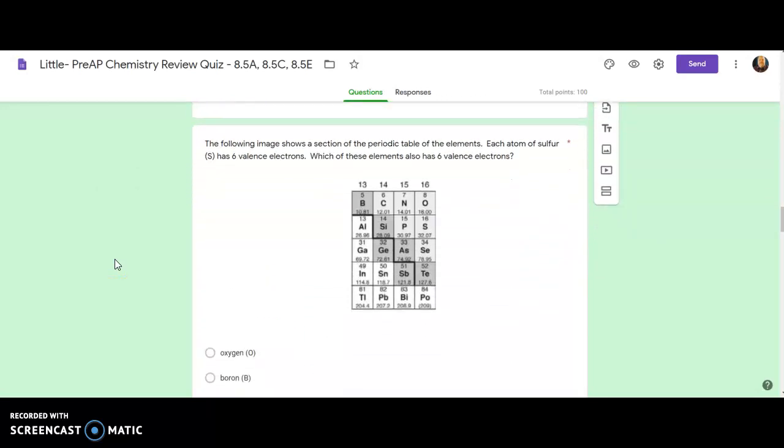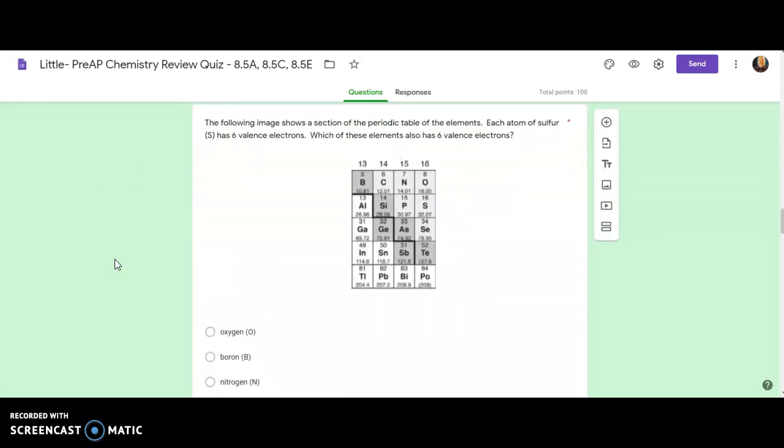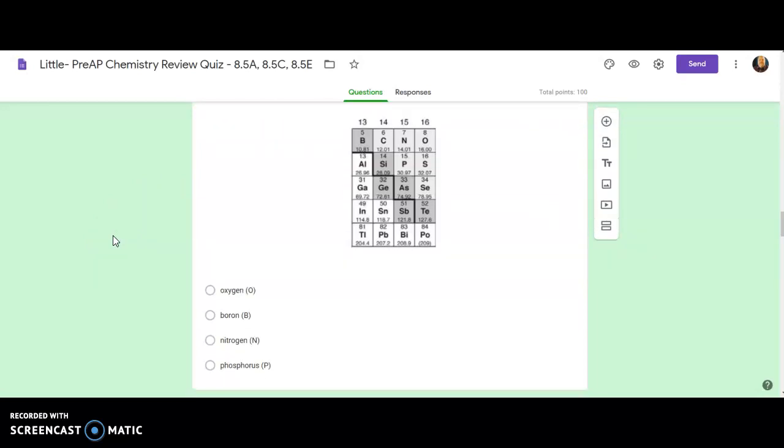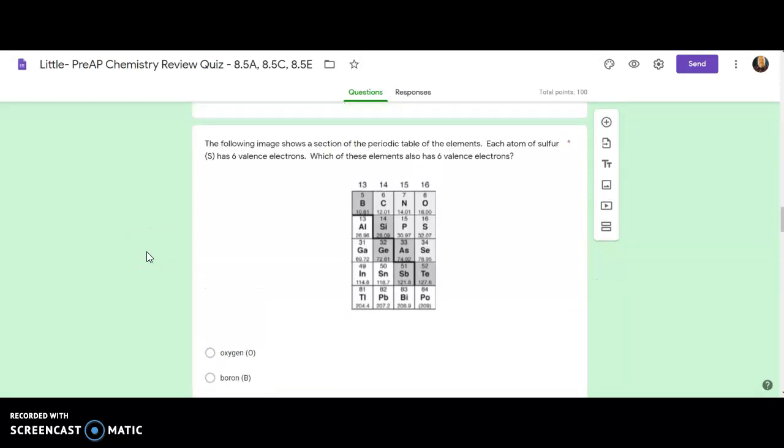Next question. The following image shows a section of the periodic table of the elements. Each atom of sulfur, right here, has 6 valence electrons. Which of these elements also has 6 valence electrons? Is it oxygen, boron, nitrogen, or phosphorus? Remember, kids, when you're looking at valence electrons, those are synonymous with your groups.